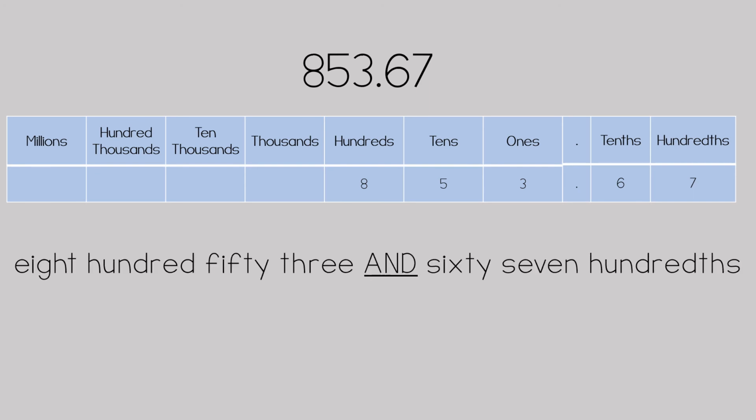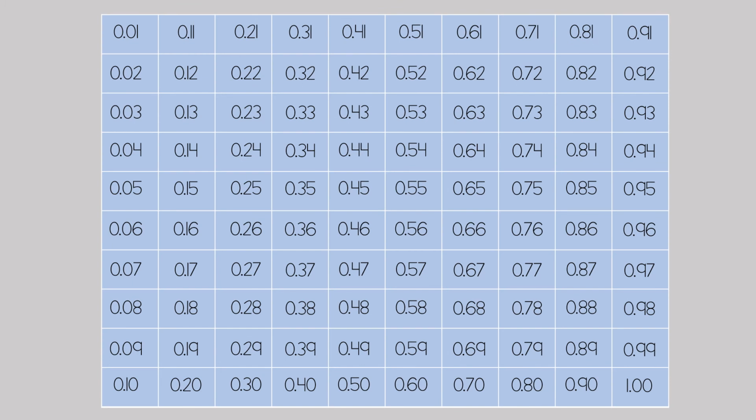So this number would be 853 and 67 hundredths. And then represented in expanded form would look like this: 800 plus 50 plus 3 plus 6 tenths plus 7 hundredths. Here's a representation of hundredths. Each of these squares represents 1/100th and is represented as a decimal.